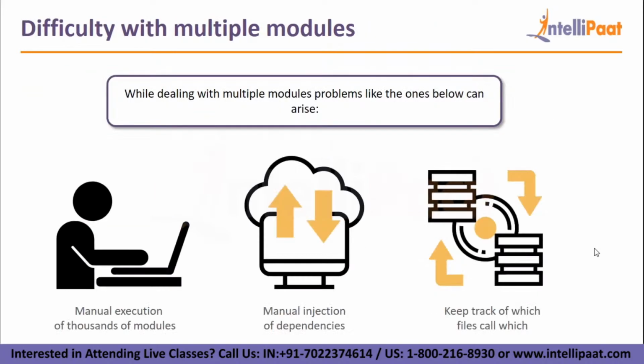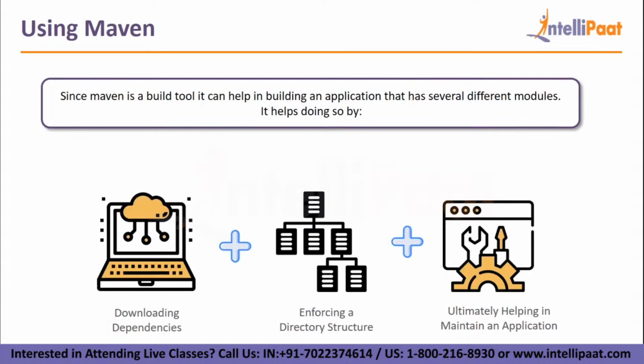Now, having multiple modules is great and all, but it comes with its own problems. Since we have so many modules, like thousands of features in each module, we will have to go and execute each module one by one, and that will take a lot of time. Then we have to see which all dependencies each module will require. You will need to keep track of all the dependencies all the modules will require. And to download each of those dependencies, you will need to go online and download them manually. This will also take a lot of time. You will also need to keep track of which files call which. A module may be dependent on a previous module, so you will need to know about those kinds of metadata too. To solve all these issues, we will use Maven.